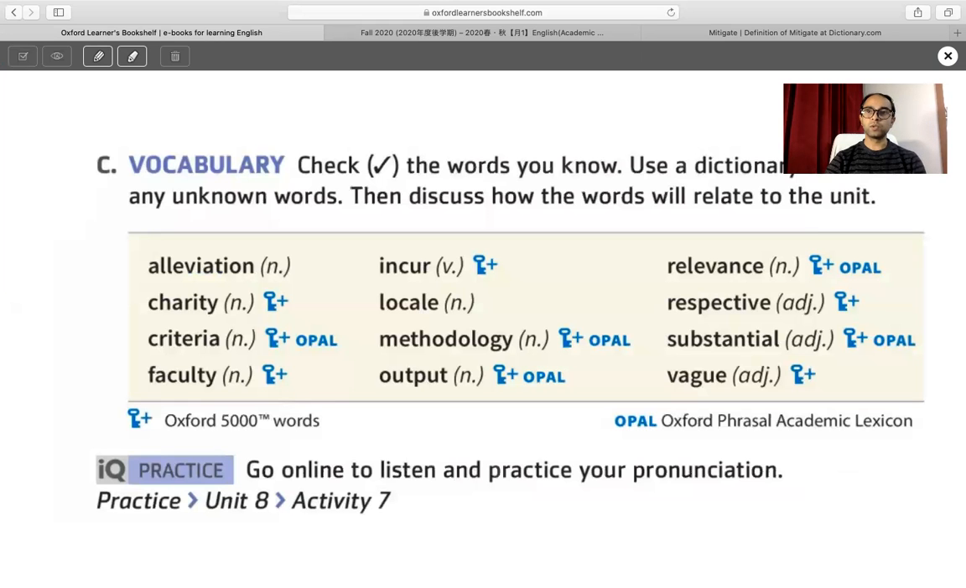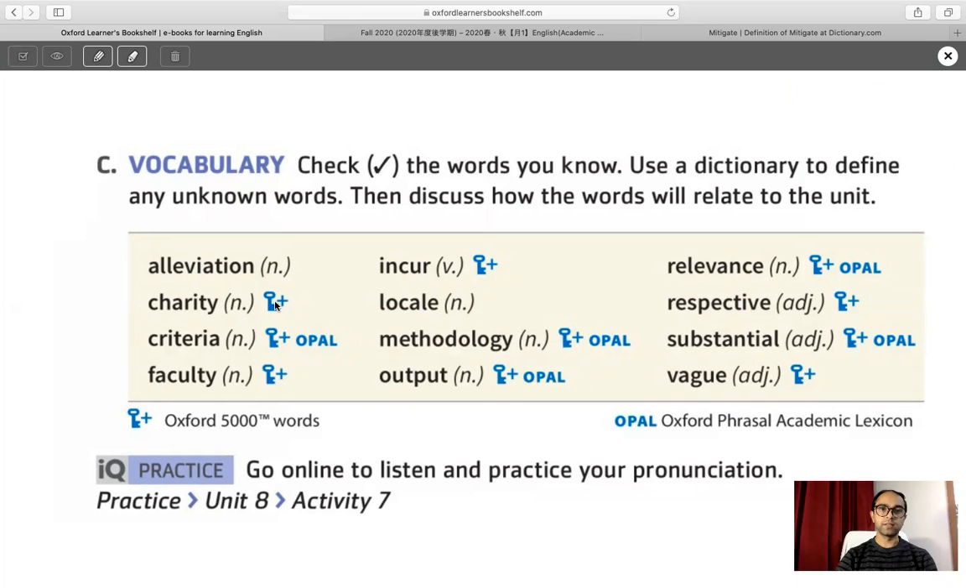So these are the new words for you in the reading. Alleviation, charity, criteria, faculty, incur, locale, methodology, output, relevance, respective, substantial, and vague. How many words do you know already? Maybe some easy ones you already know, like output, right? But let's look at these in the reading, okay?